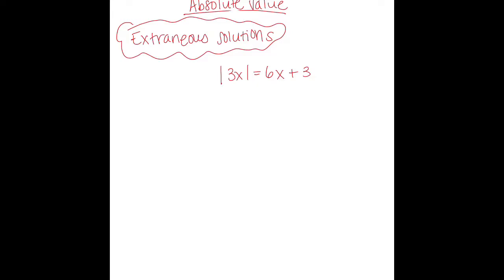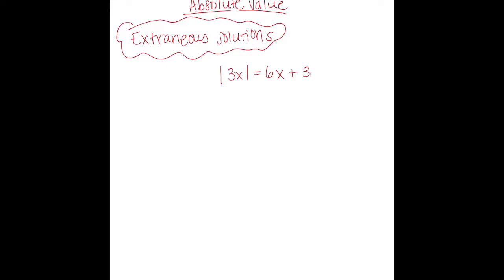So let's start with the equation: the absolute value of 3x equals 6x plus 3. So we're going to take that, and what we're going to do is make our two separate equations. So remember, whatever's inside the absolute value is equal to a positive, or whatever's inside the absolute value is equal to a negative.